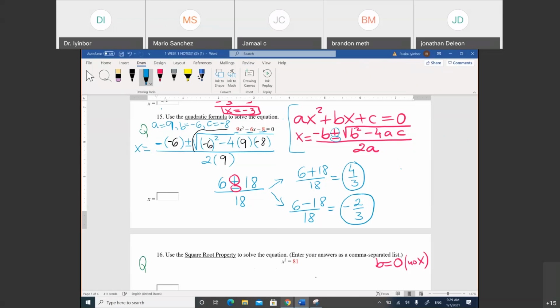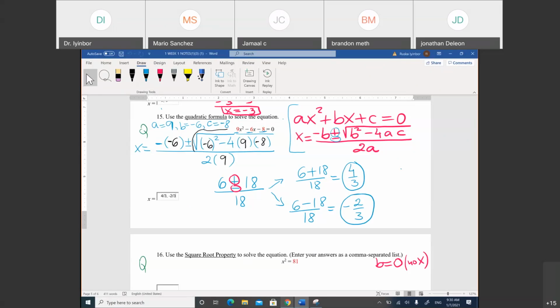Now, how do you put it in letter sign? You can just click in the box and put slash, 4 divided by 3 like this, comma, minus 2 divided by 3. That's it. Okay, any questions on quadratic formula?